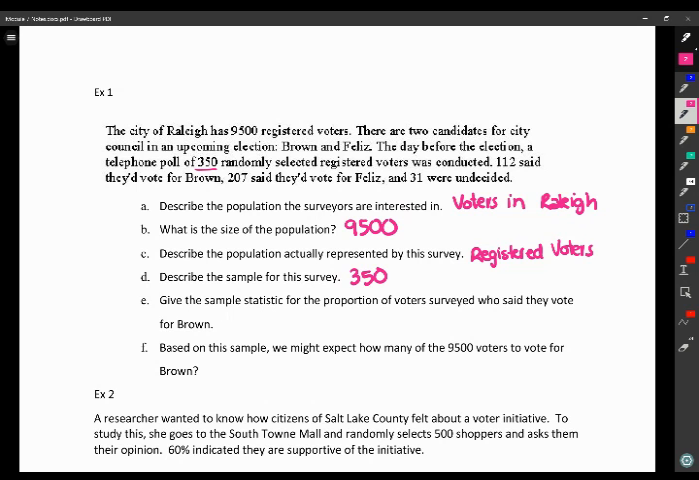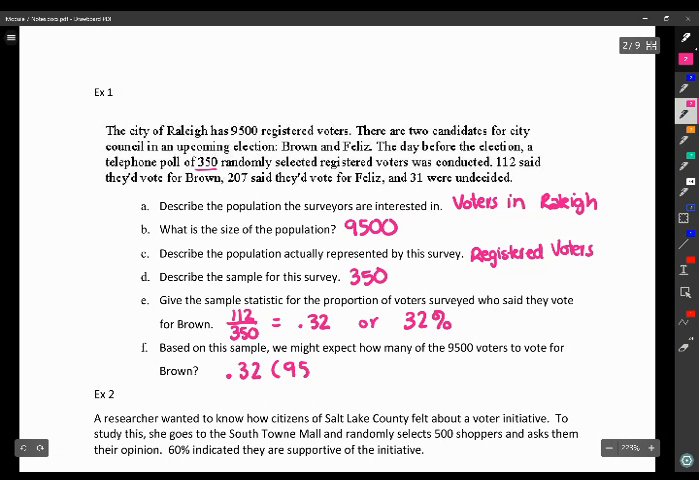And then it says give the sample statistic for the proportion of voters surveyed who said they would vote for Brown. So out of the 350, there was 112 out of 350. So if we divide it, we get 0.32, or 32% of the voters would vote for Brown. And it says based on the sample, how many of the 9,500 voters would vote. So we would go 0.32 times how many voters there are, which are 9,500. When we multiply, we're getting about 3,000 voters would vote for Brown. And that's kind of the general idea of what we're going to do in this section. Example 2 and example 3, same idea.